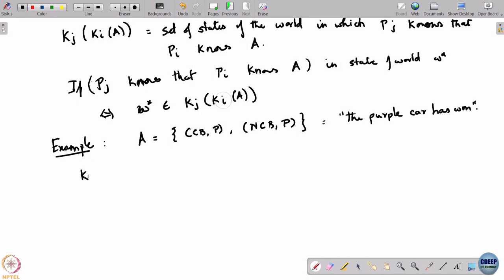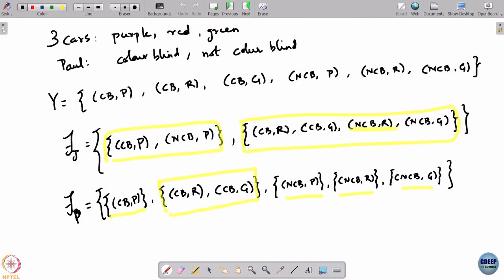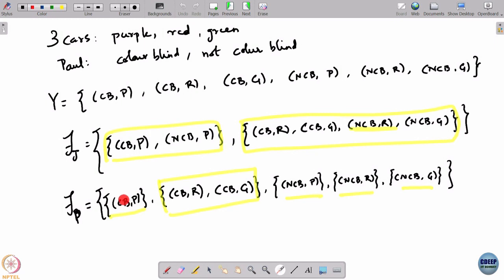Okay. So now let's ask ourselves, go back to the partitions that we had written. What are the states of the world in which Paul knows that the purple car has won? Paul knows that the purple car has won in this event. Why? Because this is a subset of the event A that I am referring to. He also knows that the purple car has won in this event, because the element of the partition that this state of the world lies in is itself a singleton element, and that is a subset of A. Likewise, this state of the world is in a singleton element, which is also a subset of A.